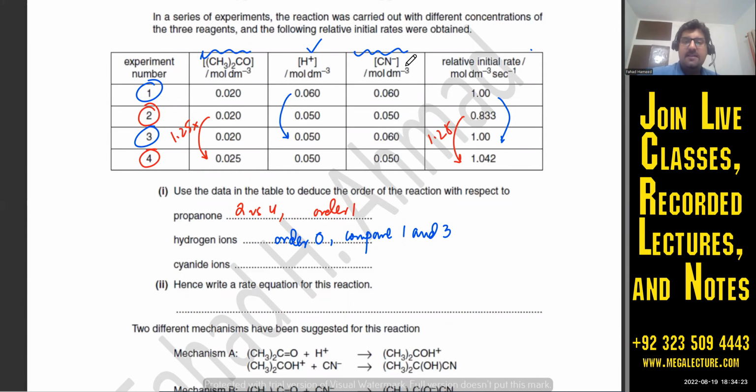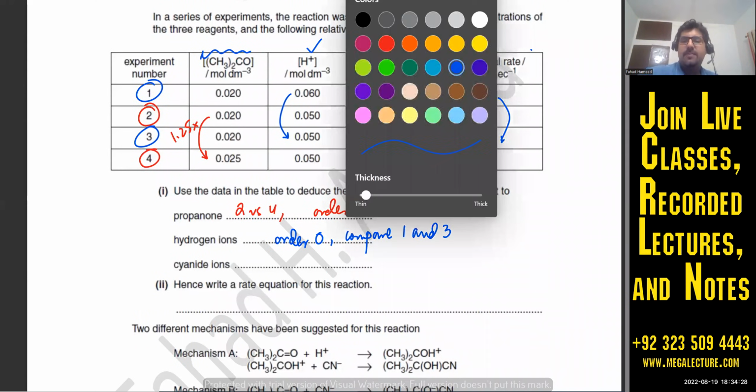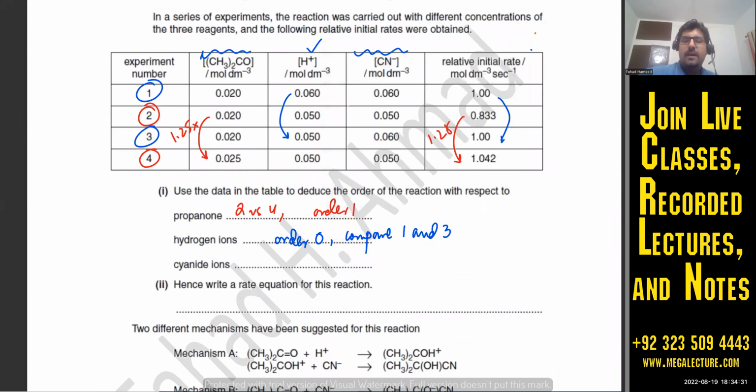That's the last one, cyanide ions. This one. Which experiments will I compare? For cyanide ions, I'm going to compare, should I compare maybe 3 and 4? No, I can't do that. I just want CN minus to change. What about 2 and 3? That's 2 and 3. If you look at 2 and 3, so you're going to compare 2 and 3.